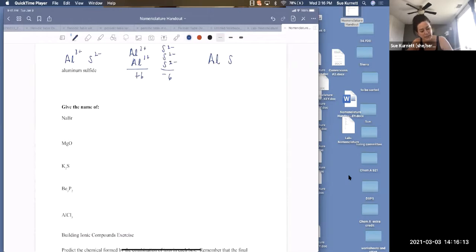And then I'm just going to count 1, 2. There's 2 of those. And 1, 2, 3. There's 3 sulfides. Aluminum sulfide.